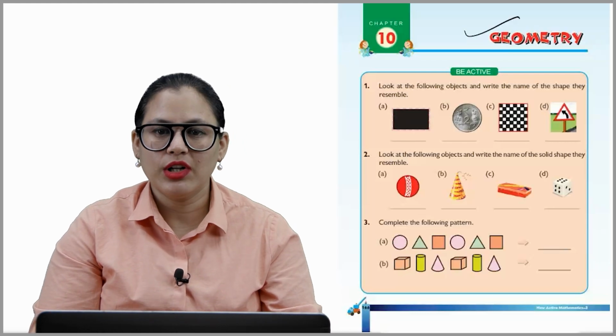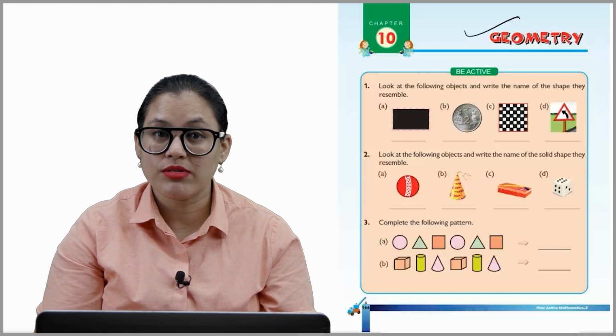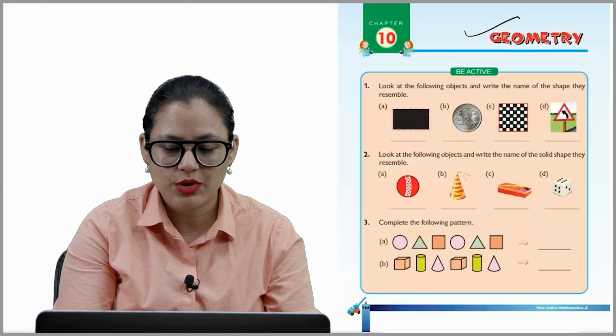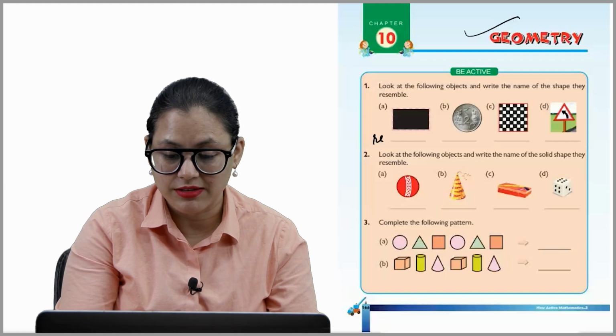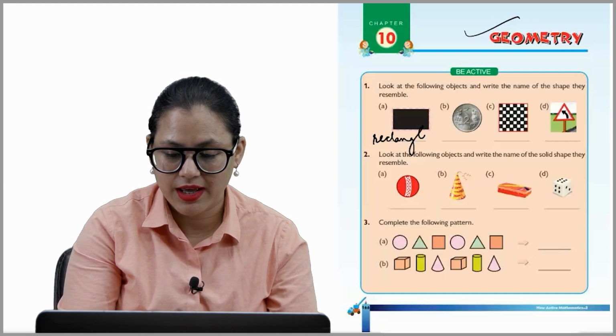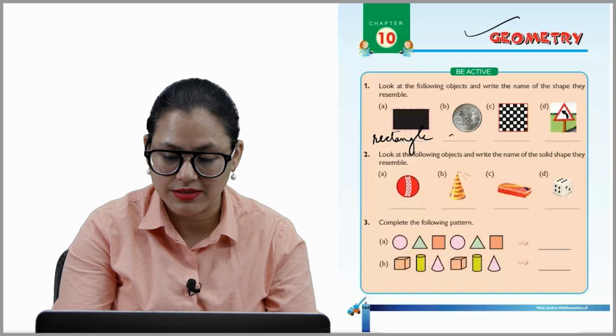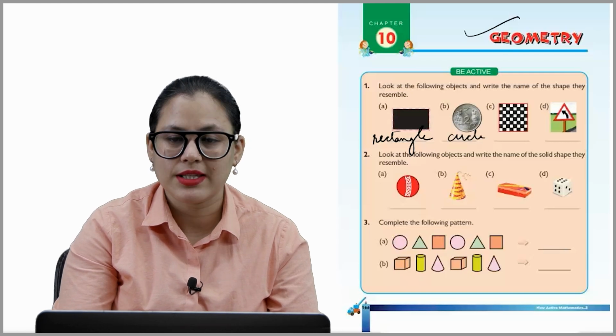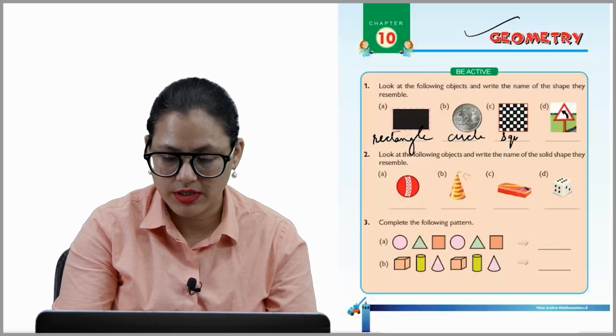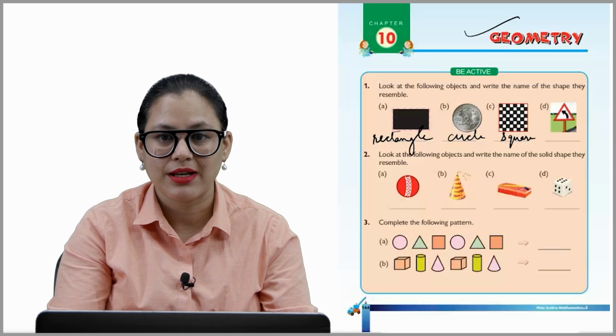Number 1, look at the following objects and write the name of the shape they resemble. This shape is a rectangle, and the shape of the coin is circle. This is square in shape and this shape is triangle.